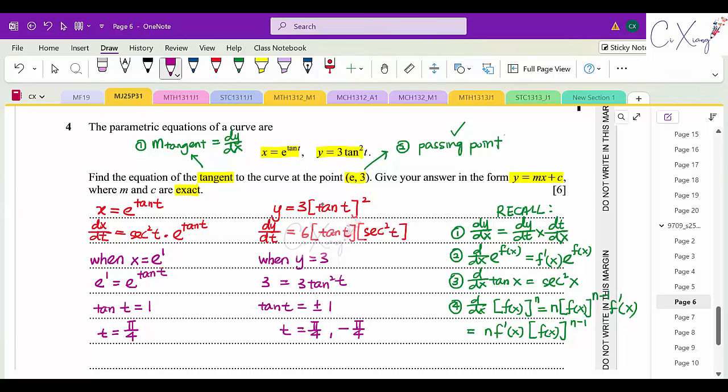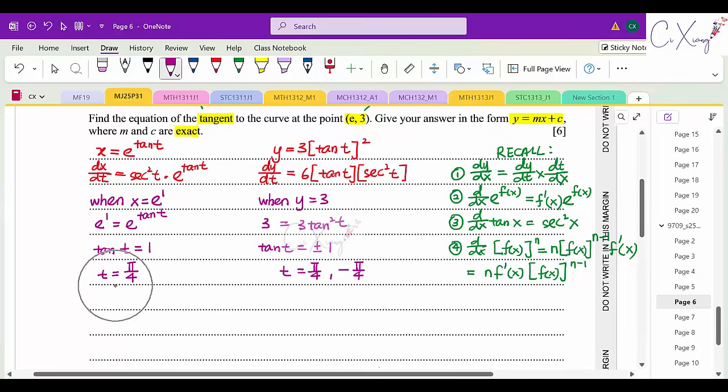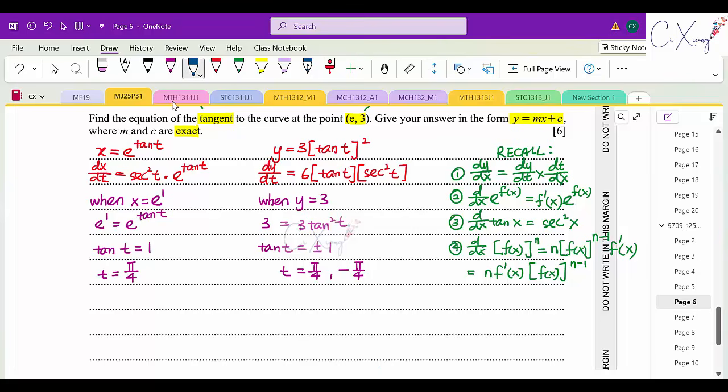Alright, let's continue further. If I know the value of t here, this part got one t and this part got two values of t. Which one should I accept? You have to accept the t that appears in both of the parametric equations. So our overlapping t is this one, at t equals pi over 4.